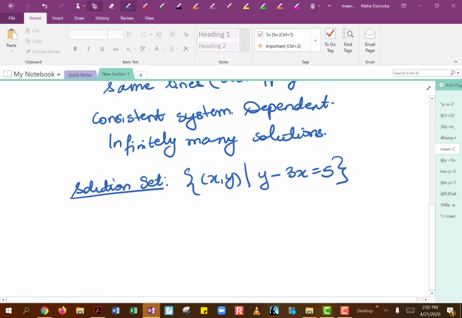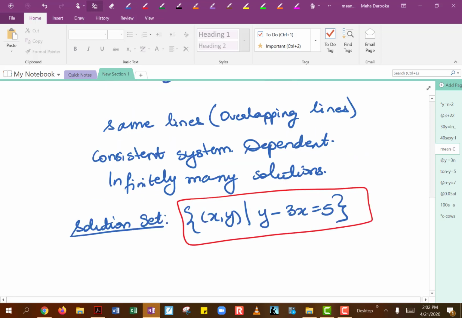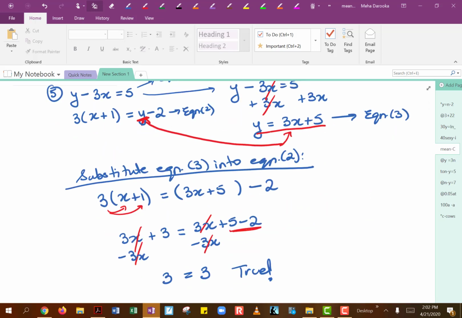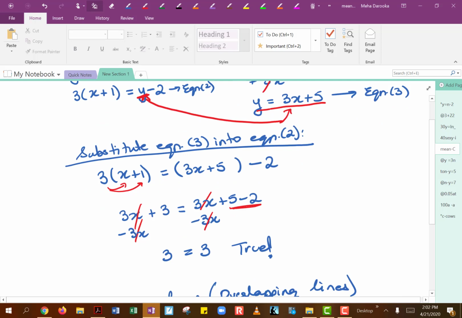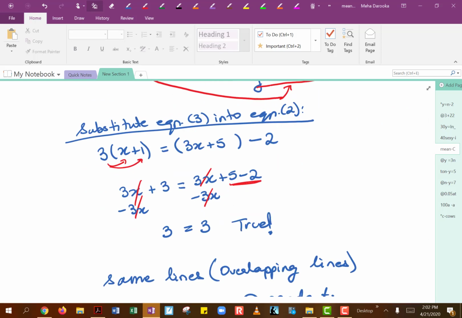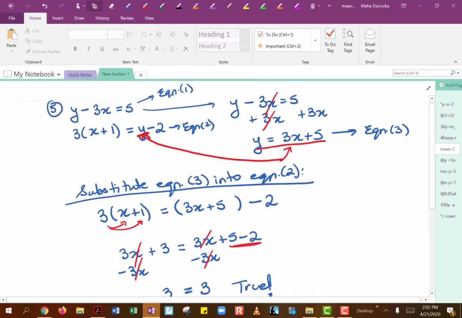Okay. So this is what it would look like when you end up getting the same lines. Your x variable or y, whichever one you had substituted for, will cancel out and you should get a true statement. When you get a true statement, that's how you know you have the same lines. Okay? Alrighty, now let's take a look at example 6 over here.